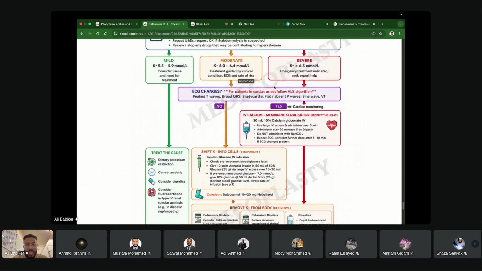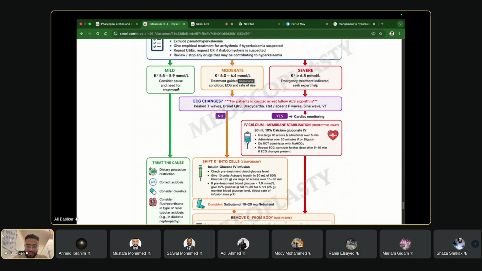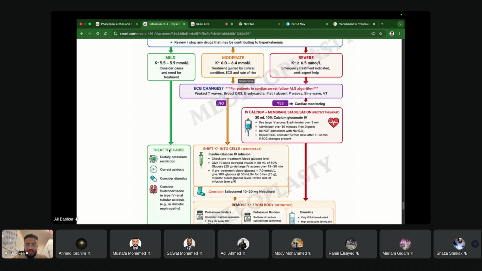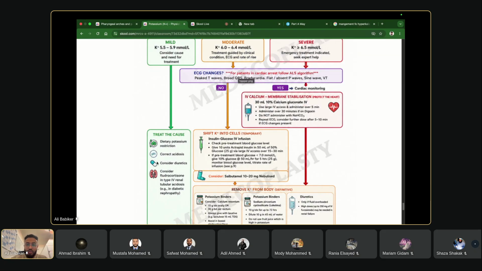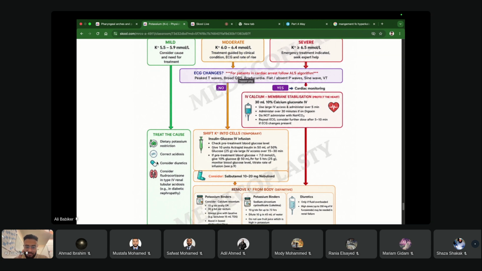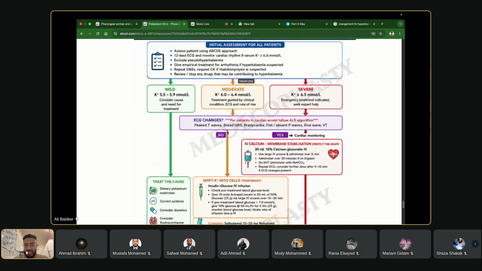If it's mild, 5.5 to 5.9, consider cause and need for treatment. You will still ask your nurse to do ECG just to make sure there's no changes. Dietary potassium restriction, prevent anything that has potassium like banana. Correct acidosis if there's acidosis. Consider diuretics, and in this case, we will consider the diuretics that lead to loss of potassium if your patient needs them. Consider fludrocortisone in type 4 renal tubular acidosis. We usually don't get to this one or this one. Usually it will be the first and the second if there's no ECG changes. All right.